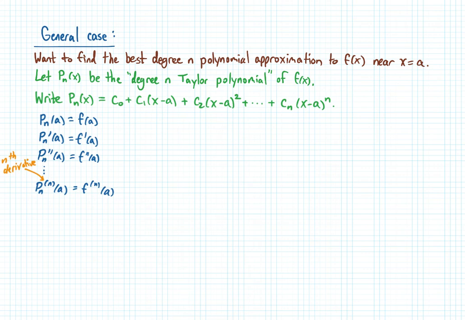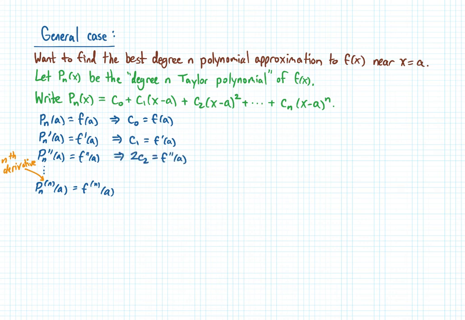And then, because we wrote out Pn of x in terms of powers of x minus a instead of powers of x, these equations actually end up being simpler than what they would have otherwise been. For example, for the first equation, when we plug in x equals a into the formula for Pn of x, we just get c0. So the equation is c0 equals f of a. And for the second equation, when we take the derivative and then plug in x equals a, we just get c1. And so the equation is c1 equals f prime of a.